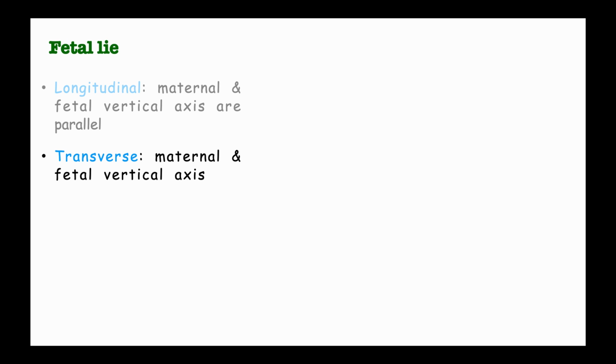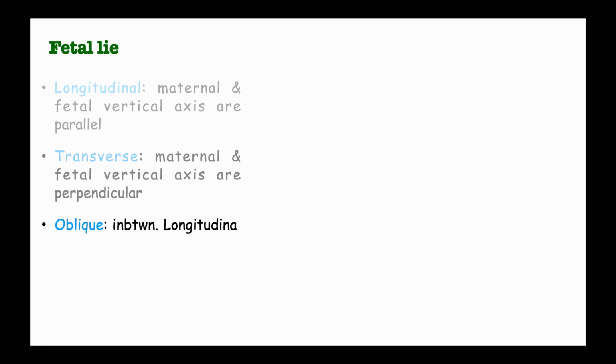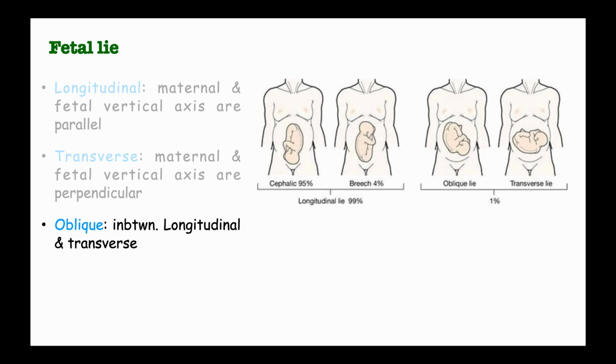Then we have the transverse lie, in which the maternal and fetal vertical axis are perpendicular to each other. Then the last one is the oblique lie, in which the baby is neither longitudinal nor transverse, so it lies in between these two. Now, when we look at this image over here, this is the longitudinal lie, and in about 99% of the times, we have the baby in the longitudinal lie.